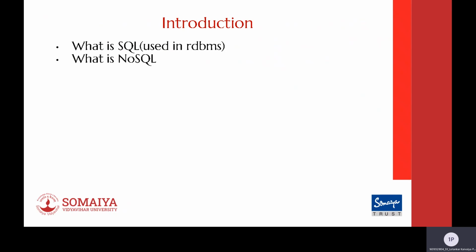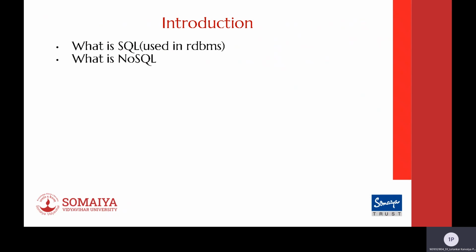Starting with the introduction, let us first get to know what is a SQL database, which is used in RDBMS, and what is a NoSQL database. So SQL is a structured query language, which is a computer language for storing, manipulating, and retrieving data stored in a relational database. It is a standard language for almost all the relational database systems like MySQL, MS Access, Oracle, Sybase, Informix, and other servers use the standard database language.